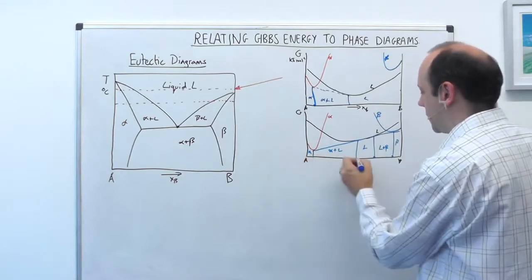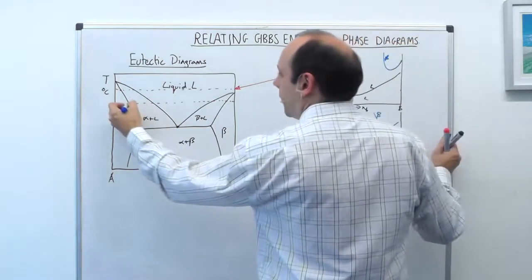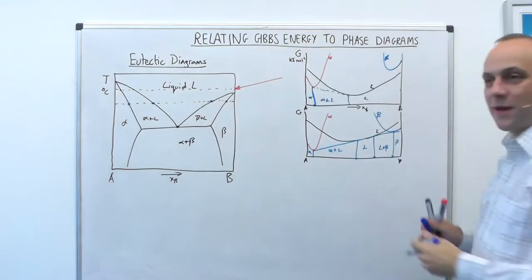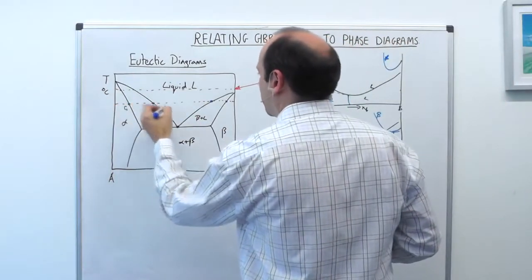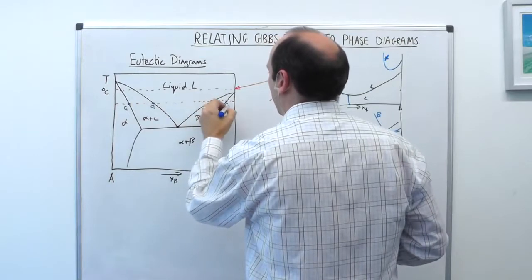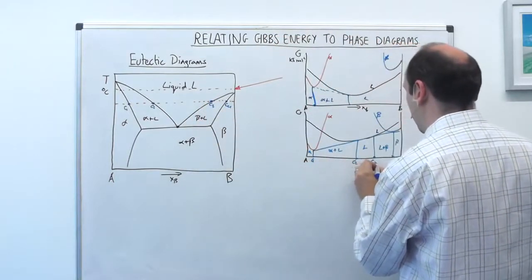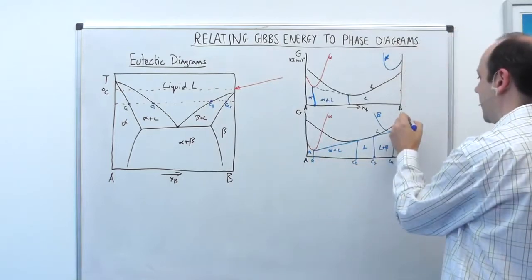And these 1, 2, 3, 4 points correspond to that one, that one, that one, and that one. Obviously it's a schematic diagram, but we could call those compositions 1, 2, 3, and 4, call them C1, C2, C3, C4, and label it as schematic.